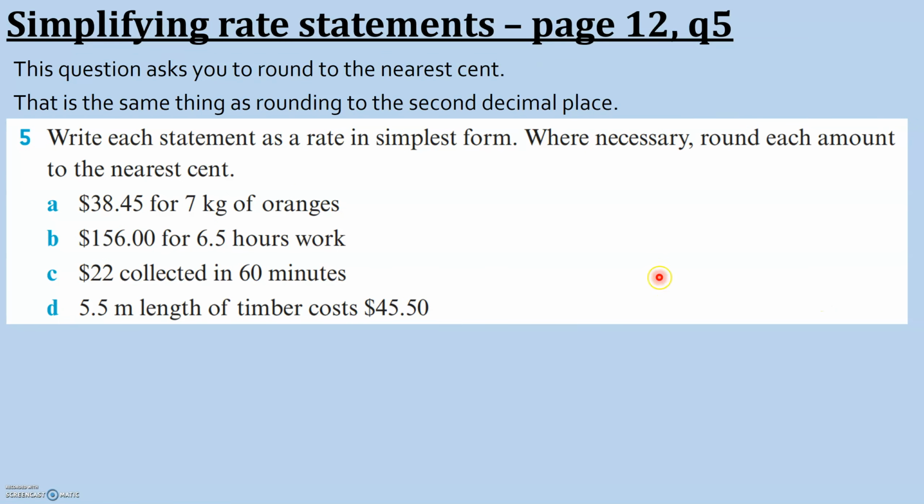Right, this question here, question 5, is interesting because it asks you to round each amount to the nearest cent. Now, when they say to round to the nearest cent, they really just mean give your answer rounded to the second decimal place. So use exactly the same skills that you used in the previous slide and make sure you round your answers to the second decimal place.